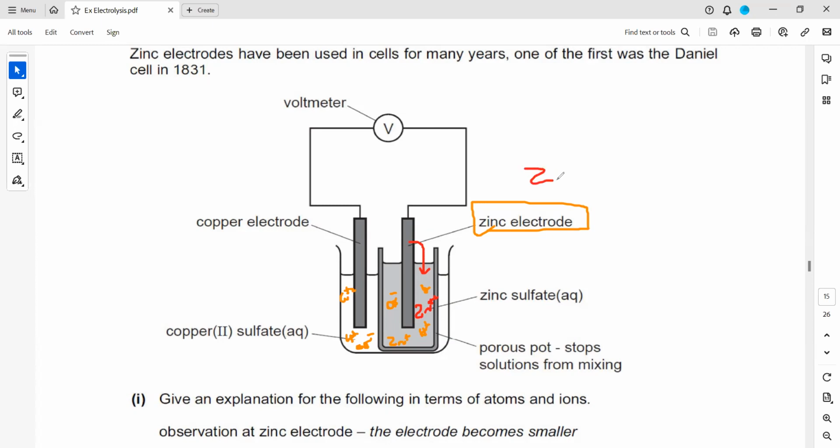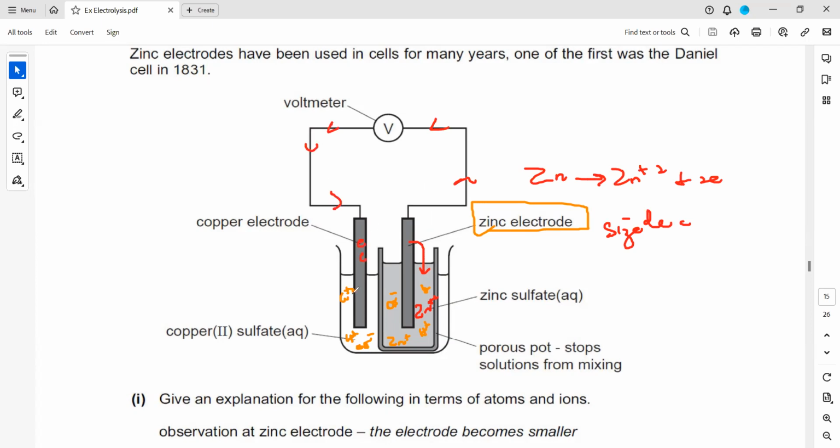So at the zinc electrode, what happens? Zinc atoms turn into zinc ions by loss of two electrons. And what happens to the zinc electrode? Its size will decrease. The electrons will move from zinc to copper.